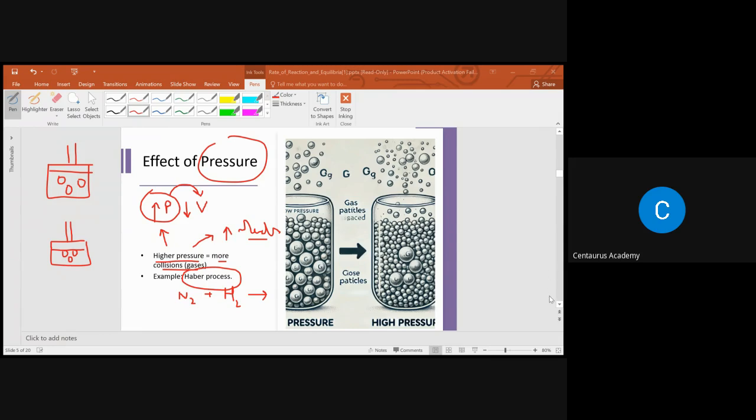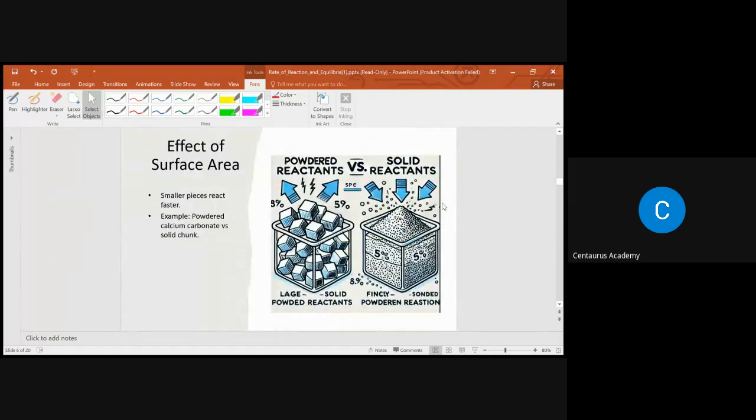All right. Then the next one is surface area. We have discussed surface area. Smaller pieces tend to react faster. We see here that there are solid, large reactants, and there are some powdered forms.